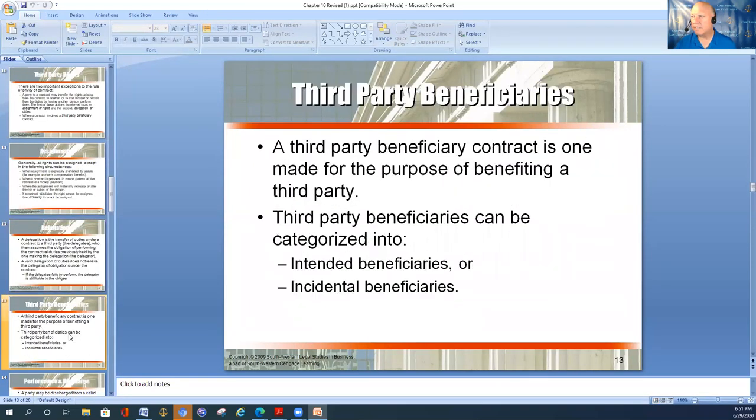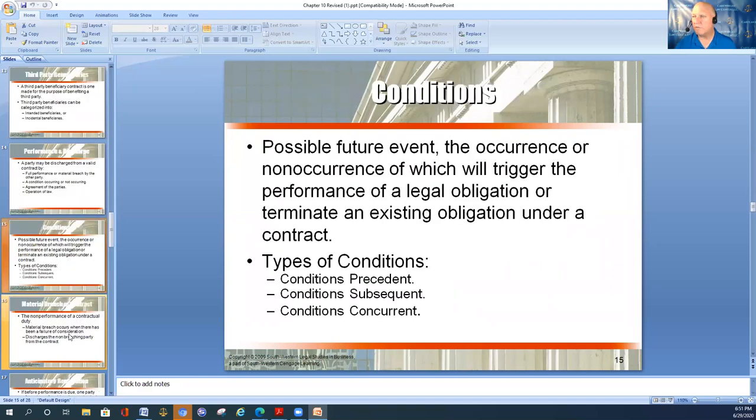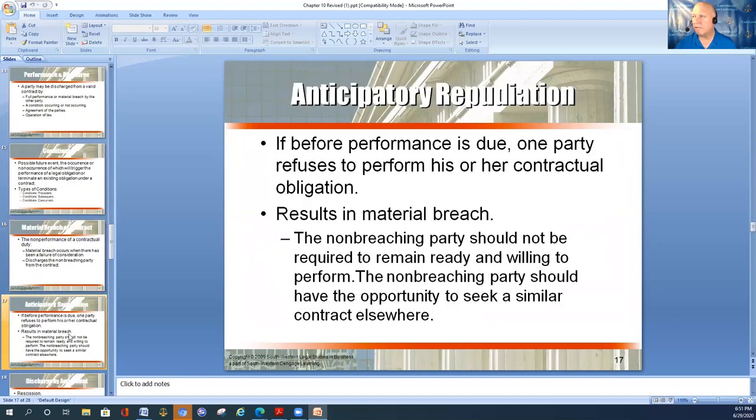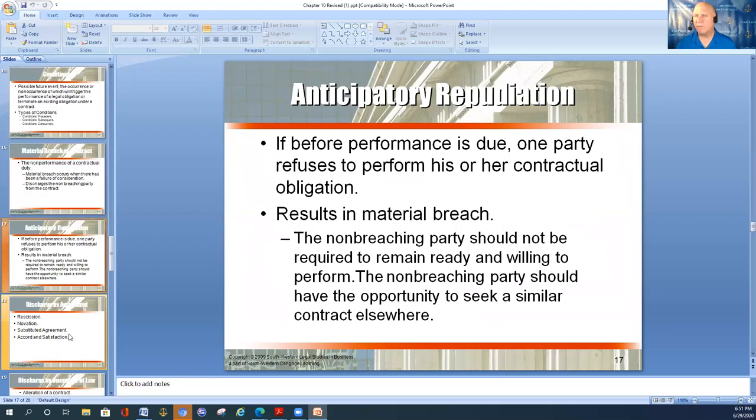Okay, let me see. I'm almost done. There's one or two things I want to hit. Anticipatory repudiation. I had this in another matter recently, but basically, anticipatory repudiation means this. If you're told in advance, or you know in advance, that the other side is going to breach the contract, you're not required to perform your portion of the contract.